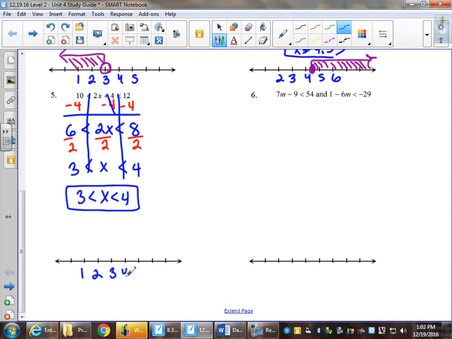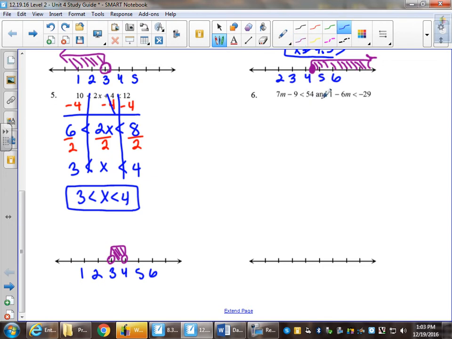Let's get some numbers on the number line here. Both of those are open circles, and I shade in between because x is between 3 and 4. All and inequalities will look just like this.